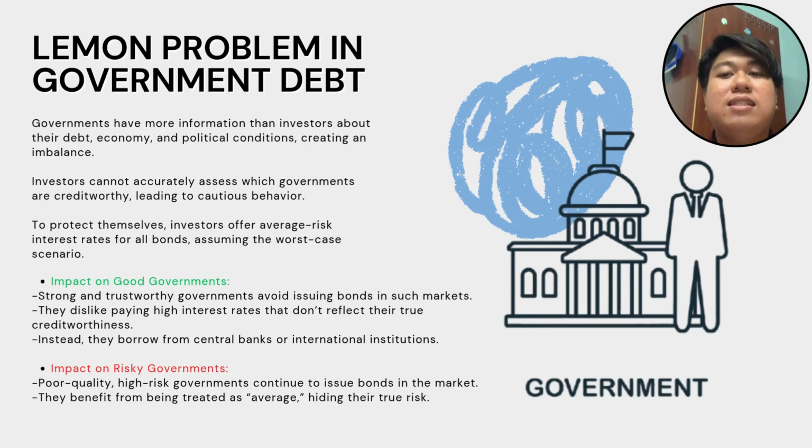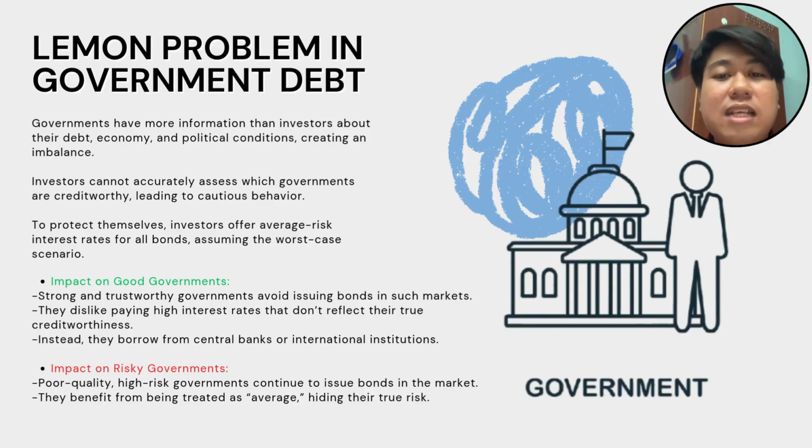Meanwhile, the weakest governments, especially those with poor policies or hidden risks, are still happy to issue bonds at these inflated rates. Since the market cannot differentiate their risk, as a result, the bond market slowly becomes dominated by these high-risk issuers. Investors begin to lose confidence and interest rates rise even more. This creates a vicious cycle of distrust and instability in the government bond market.